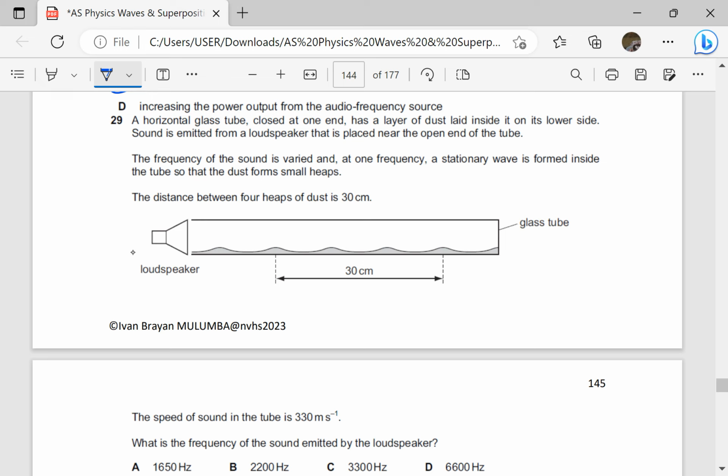Remember, wherever we have dust, we have a node, because that is the point where the particles are under minimum displacement, they're actually under maximum pressure. So this is a node, that is another node, there is a node here, there is a node there. So this is the distance between 4 nodes.